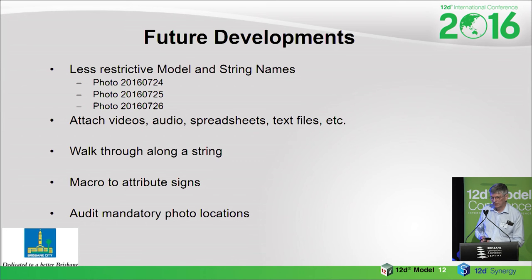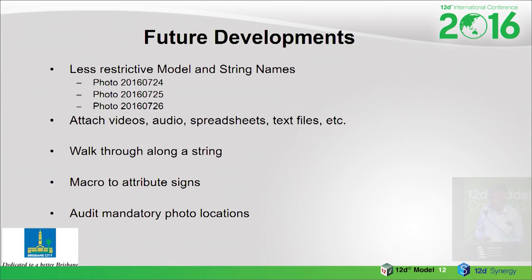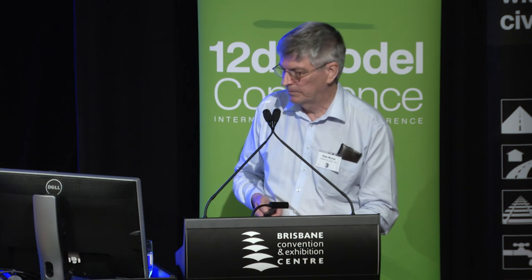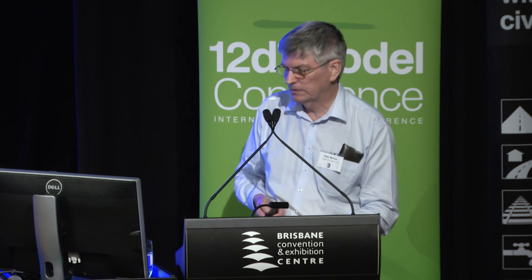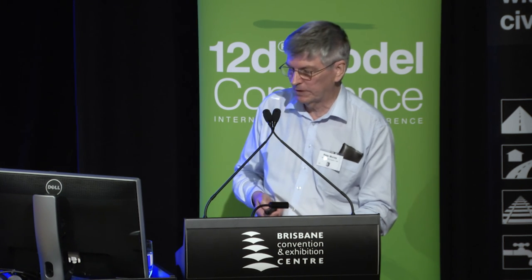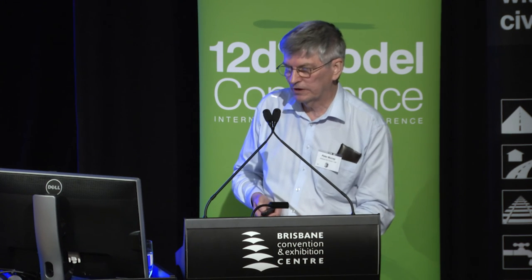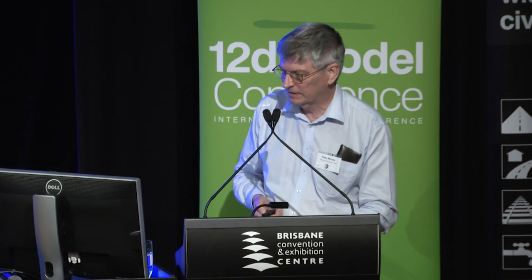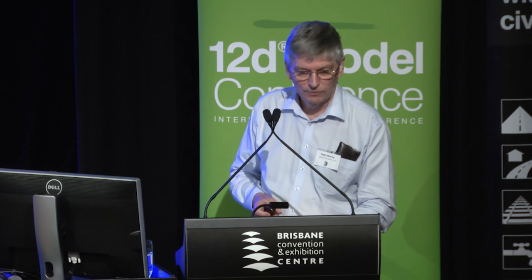Walking along a string, and as you go down a curb line or something, it just flicks along and shows you every photo within 5 metres of that string. Seeing initially we were to do this to limit our attributing in the field on signs, we now have supposed to develop a macro so that the designers can go through and instead of saying it's a stop sign, they'll put it's R1 or whatever the code is for those things. And the audit on mandatory photo locations has yet to be completed. So thank you. Thanks, Brad.